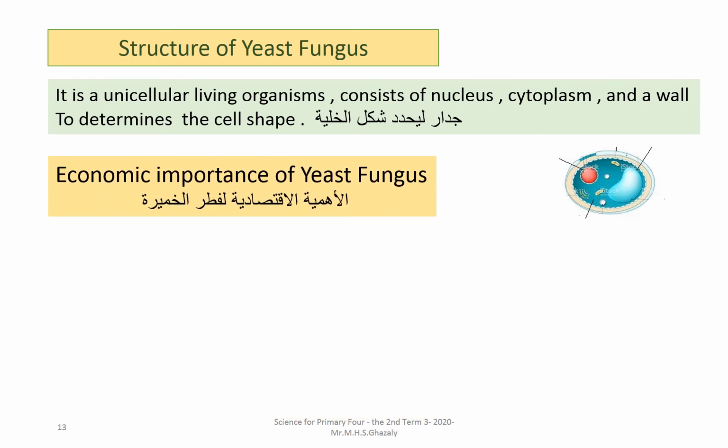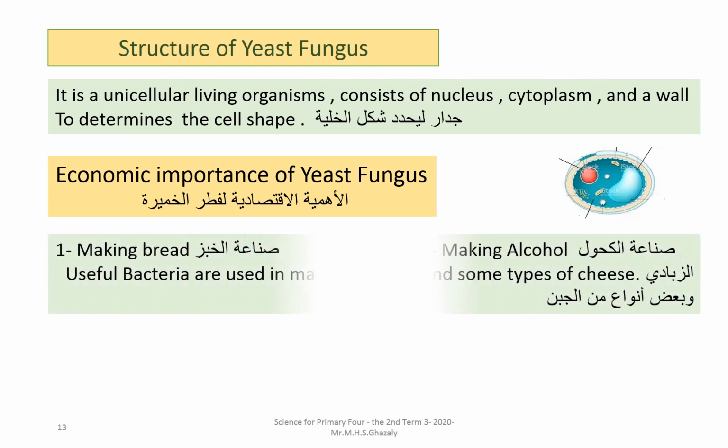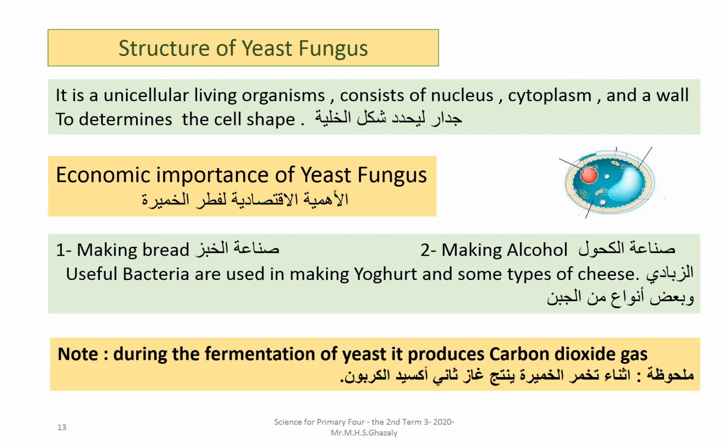Economic importance of yeast fungus الأهمية الاقتصادية لفطر الخميرة. Number 1, making bread صناعة الخبز. Number 2, making alcohol صناعة الكحول. Useful bacteria are used in making yogurt and some types of cheese. الأنواع المفيدة من البكتيريا تستخدم في صناعة الزبادي وبعض أنواع الجبن. Note: during the fermentation of yeast it produces carbon dioxide gas. أثناء عملية تخمر الخميرة تنتج غاز ثاني أكسيد الكربون.